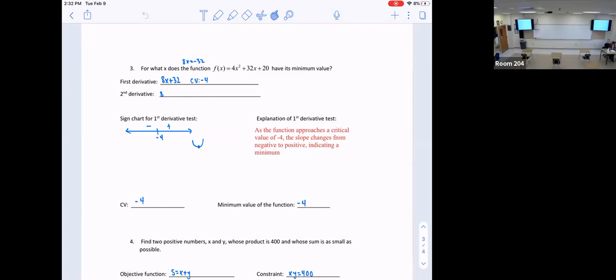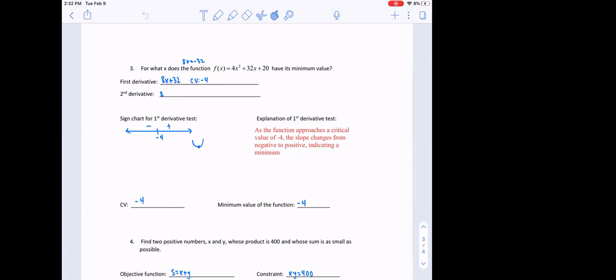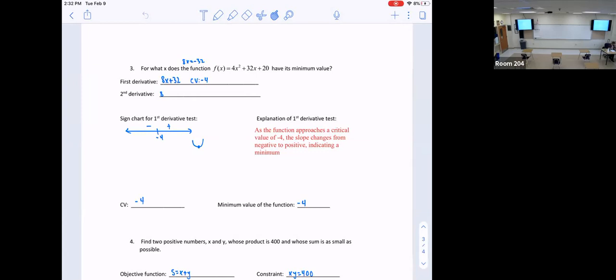I think the minimum value is -44. Oh, -44? I think that's what I thought. Oh, yeah, because I had to plug it in. Yeah, so plug it in. So what that is, that's if you evaluate the original function at -4, you should be getting -44.